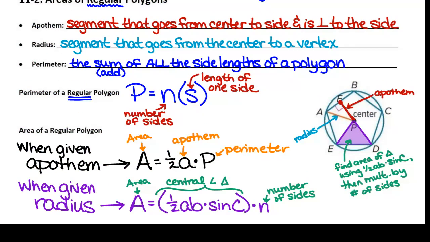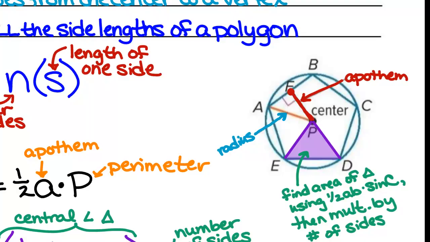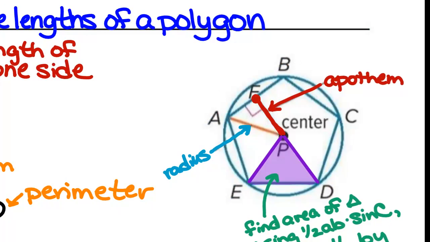The reason that we're doing that, 1/2 AB sine C finds the area of this little triangle right here. If I draw in all of the possible radii in the circle, I have 1, 2, 3, 4, 5 little triangles, which is the same as my number of sides. That's why we're multiplying by the number of sides, because that's how many congruent triangles I can chop this shape into.